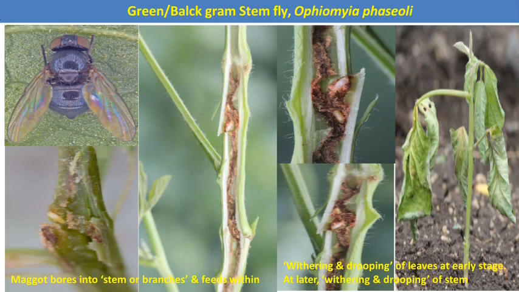Next is stem fly. This is a dipteran pest and the species is Ophiomyia phaseoli. After hatching from the eggs, the maggots enter into the main stem and feed on the inner content of the stems, and as a result of feeding, in case of severe infestation, the central shoot withers and dries. That symptom is called dead heart. Withering and drooping of the leaves at early stage. At later stage, withering and drooping of the stem also occurs and reduces the yield.